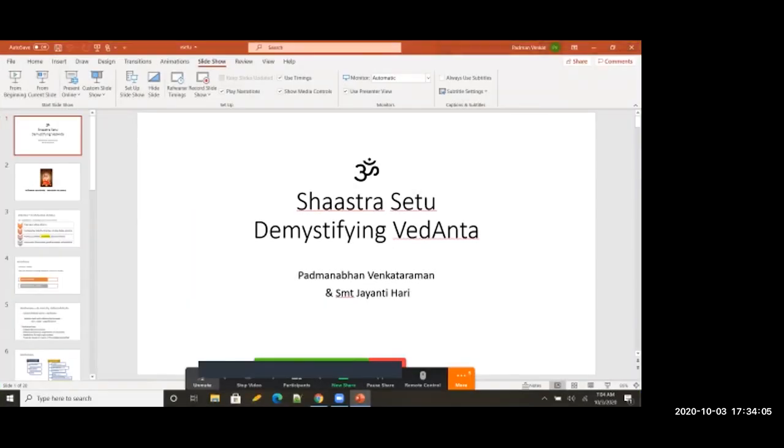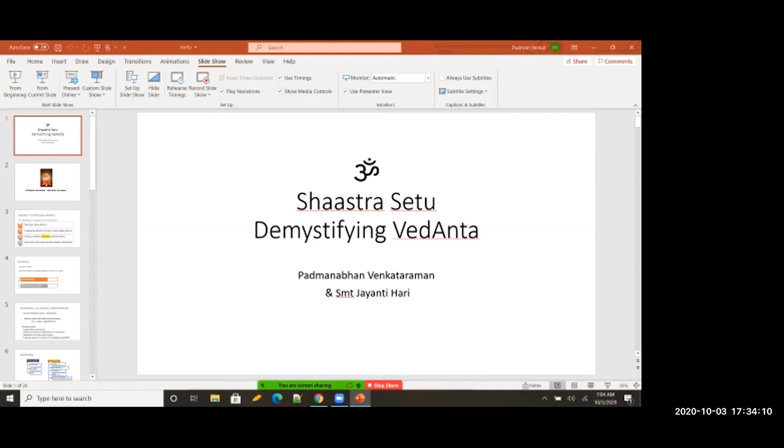of the Shaastra Setu series, titled as A Primer on Vedanta for Scientists. So the talk will give a bird's eye view of Vedanta, which is the science of Vedas and India's crowning theory of consciousness, and the seeds of new innovation and outlook it opens for the modern world.